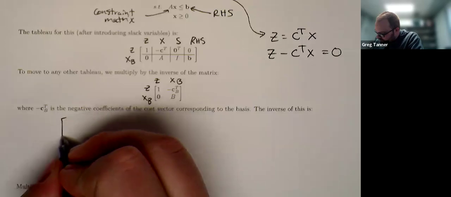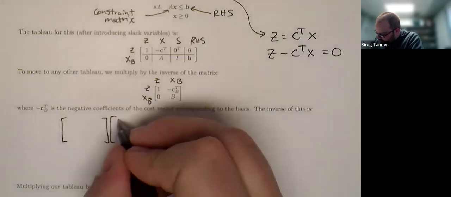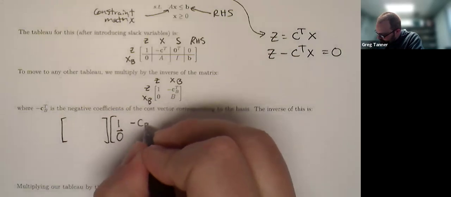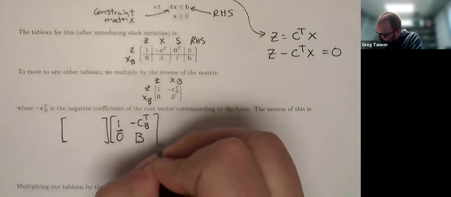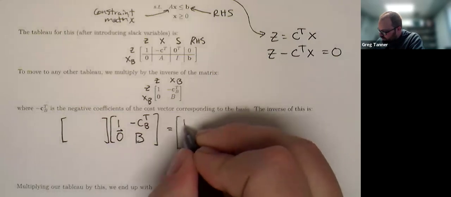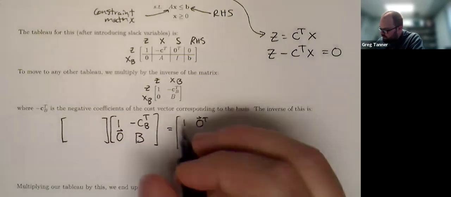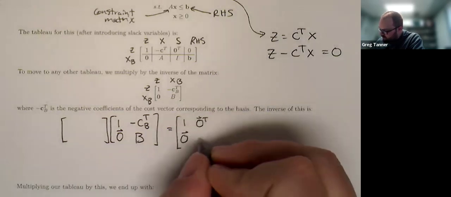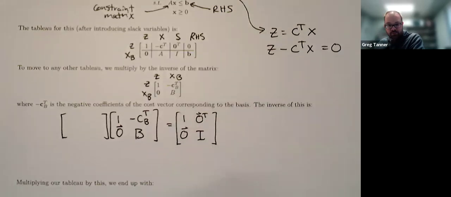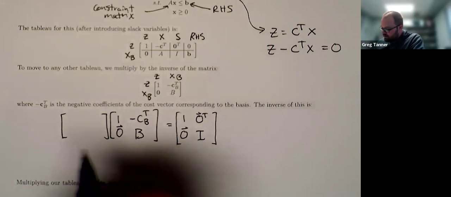So here's the matrix we're going to use, and we want to multiply by it. This is actually a 0 vector. Here's a negative CB transpose and B. And we want to choose a matrix here so that we end up with a 1 here, a 0 vector transposed, essentially a 0 row there, a 0 vector here, and an identity matrix there. That's our goal. Okay. And so let's choose something that's going to get us there.